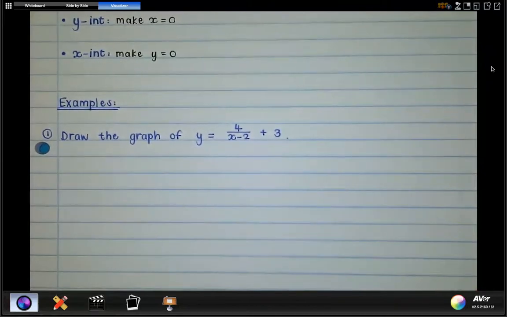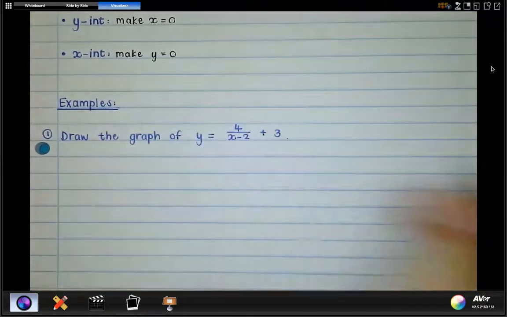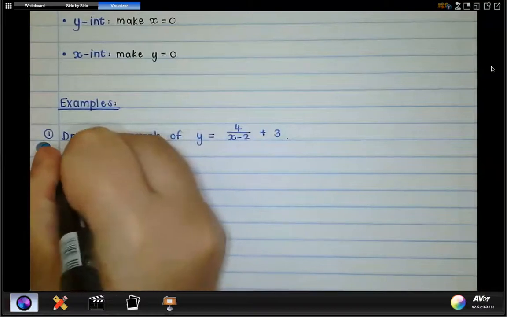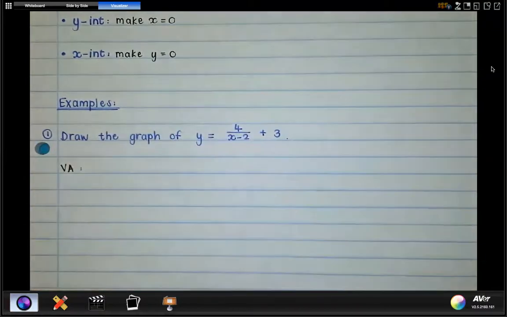Okay, so the first thing that I always write down when I'm doing a hyperbola is I look for my asymptotes.